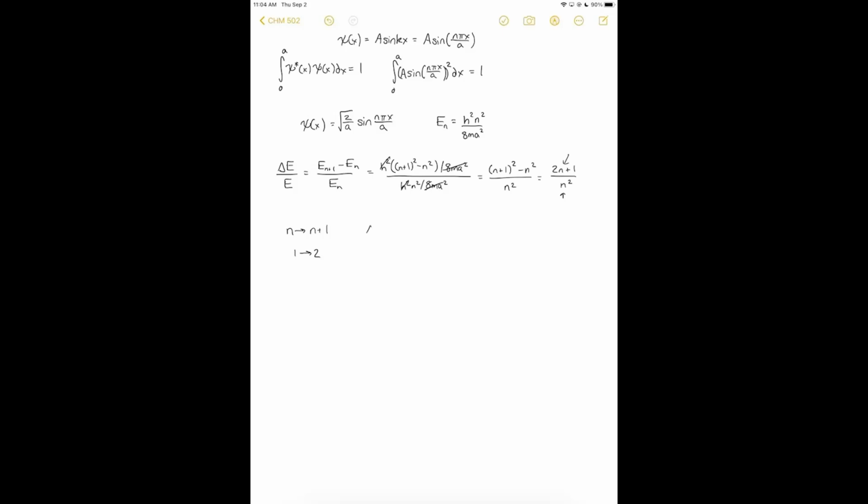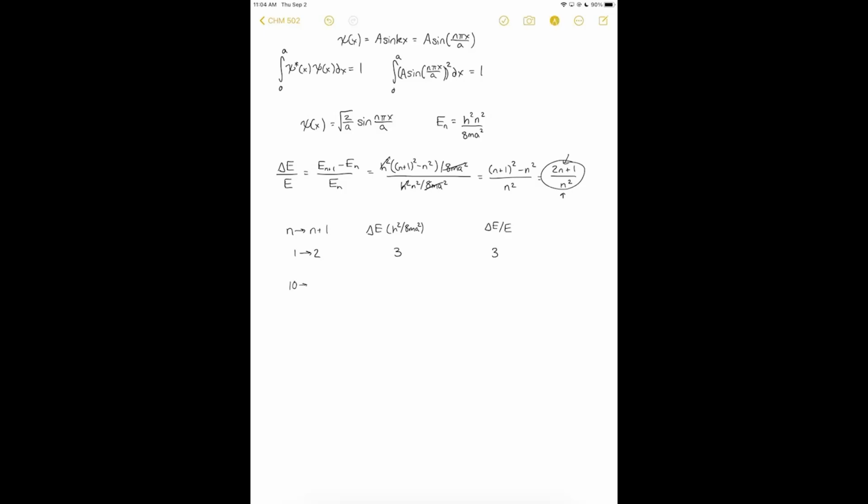So here, I'll calculate delta E in terms of h squared over 8ma squared. And of course, this is 3. I'm going up from 1 to 4, so that seems maybe pretty big. And then our delta E compared to E, again, solving this equation here, we get 3 as well. So we're taking a pretty big step as you go from 1 to 2.